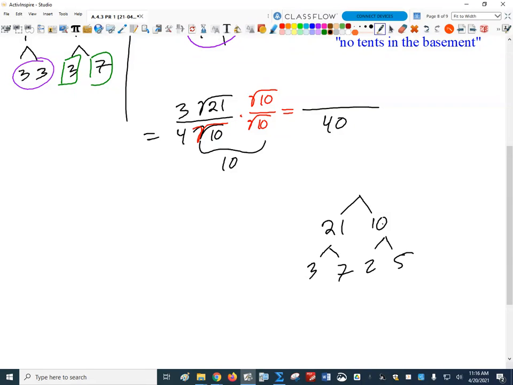What is 21 times 10? 210, right? So I end up with 3 times the square root of 210, all divided by 40. Wow, that's a big, that's a monster square root problem. But we got it.